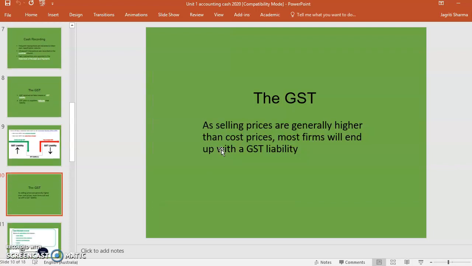Now the GST, as selling prices are generally higher than cost prices, most firms will end up with GST liability. So mostly the firms will need to pay the GST to the Australian Taxation Office. Most likely that is going to be the case.